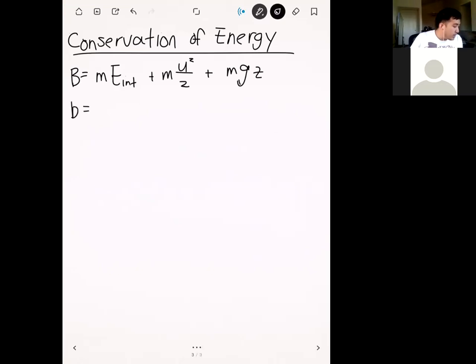Then our little b here is just everything here divided by m. So we have this internal energy plus kinetic energy plus g z. We're going to plug this into our Reynolds transport theorem. The other thing that we need to specify is the production term.